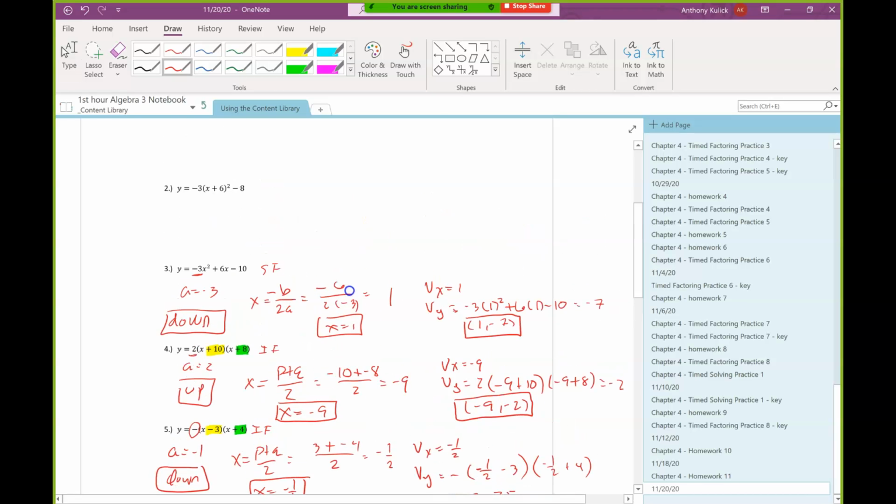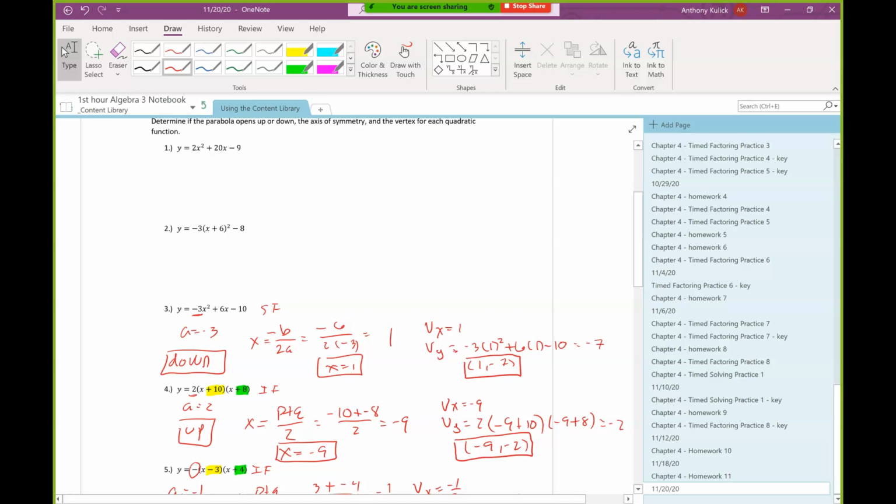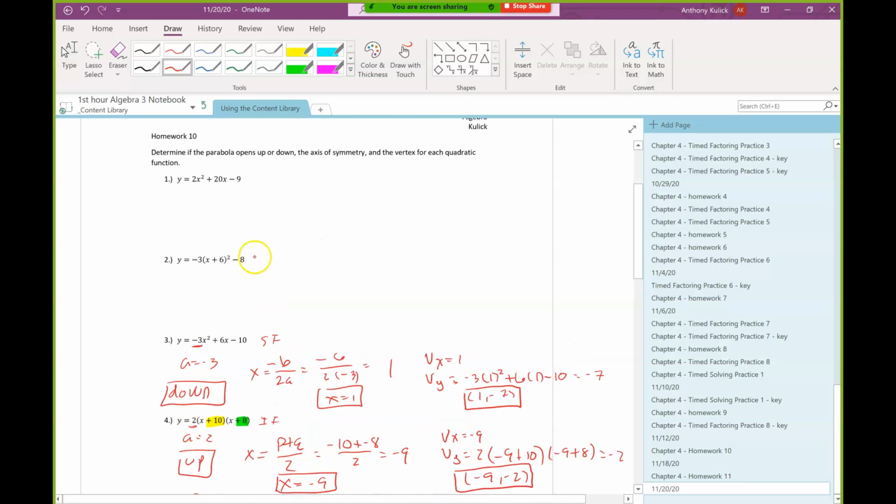then number 2. So number 2, first thing I do is I recognize this is vertex form. So my A here is the negative 3. That tells me that since it's negative, we're opening down. Since it's vertex form, the axis of symmetry is just x equals h. So the h is going to be the opposite sign of that. So it'll be negative 6.